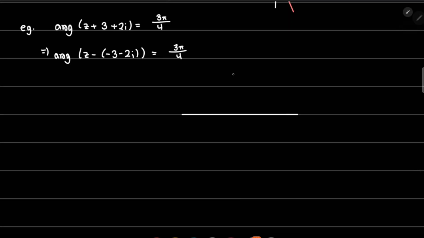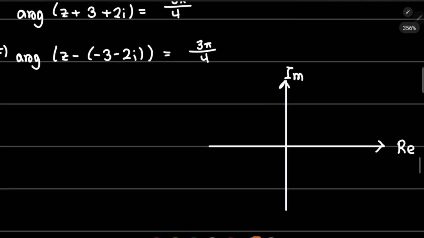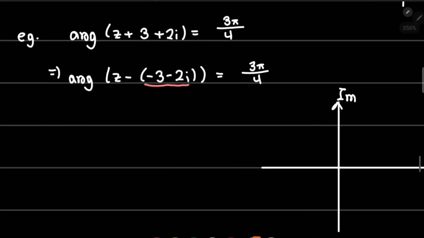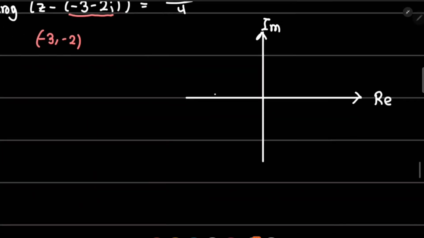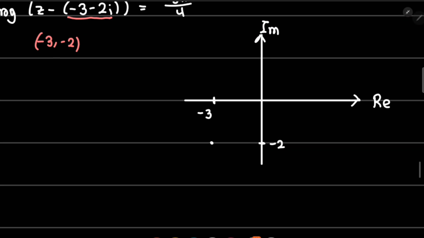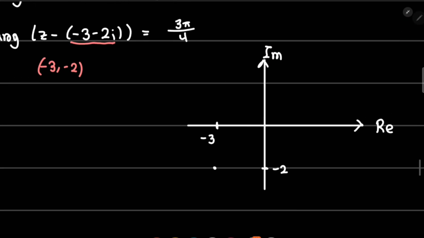So I'll draw another Argand diagram. This point over here is -3 comma -2. So I'll plot it in my diagram. -3 on the real axis, -2 on the imaginary axis, so it's over here. And the angle we are given is 3π/4.